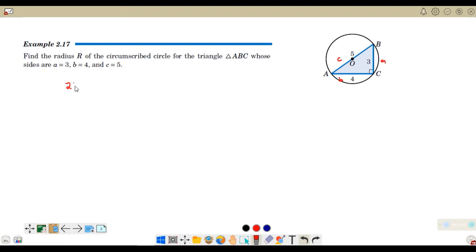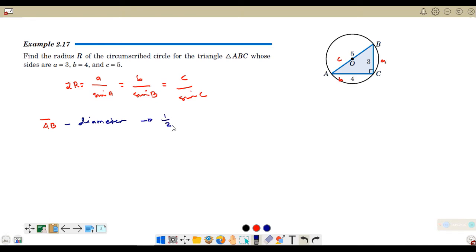Sabi, 2R daw is equal to one of the ratios in the law of sines. So, we have A over sine A, B over sine B, at saka C over sine C. Before natin gamitin tong sinasuggest ni theorem, gumamit muna tayo ng common sense. What do you know about AB? So, AB, this is a diameter. What do we know about diameter?